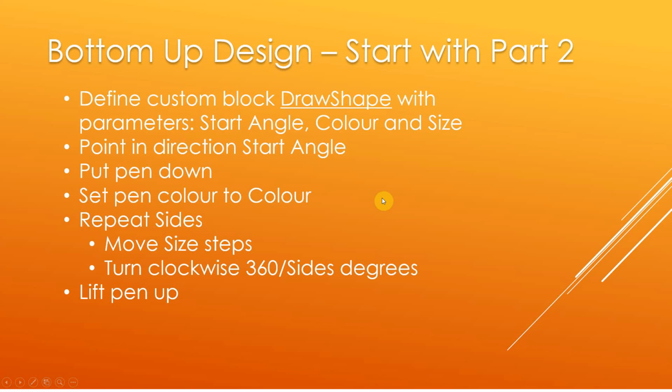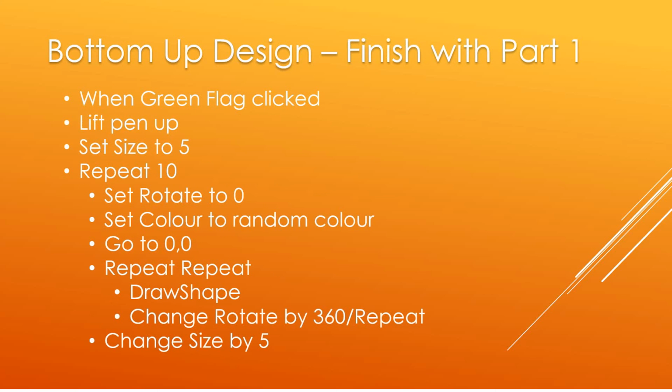So that was our bottom-up design, starting with part 2, where we did our draw shape custom block. Now let's move on to part 1, which we are going to finish with. So part 1 has got the following steps. We have a when green flag clicked, we lift the pen up, we set the size to 5. Remember, size is one of our program variables. We set repeat to 10, that is our constant, 10. We set rotate, which is a program variable, to 0. Set our color to a random color. Color is also a variable. We go to 0, 0, which is the center of the stage.